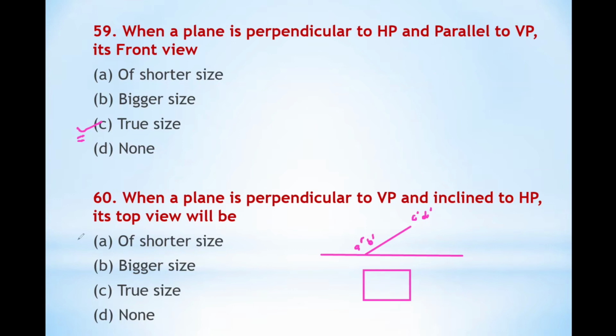So the first option: will its top view be of shorter size? Shorter size means it is giving the apparent size, so A is the correct one. Bigger size is not possible. True size is not possible. D is also not correct, so option A is correct here. Okay, so this is about 60. We'll see the next one.